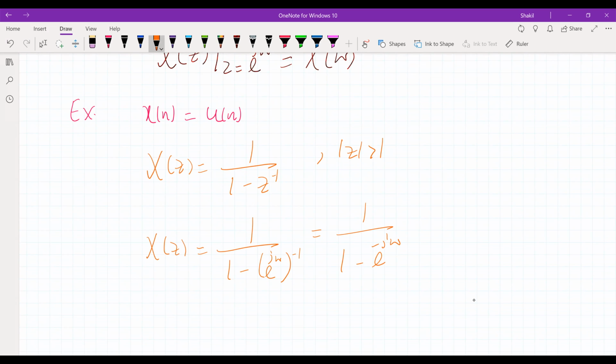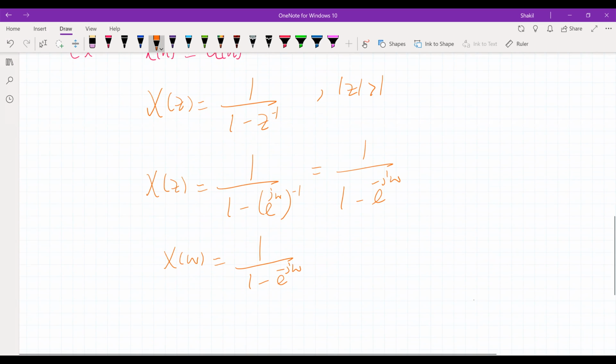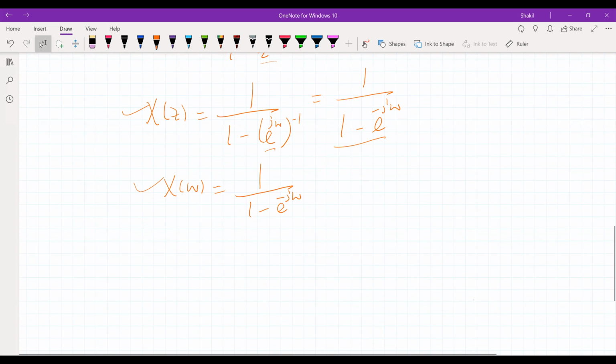Now, if you remember the result from the previous expression, we know x of omega for u of n is also 1 by 1 minus e to the power of minus j omega. We have already done this example. Have a look at it. When we replace z by e to the power of j omega, we get the discrete time Fourier transform. Have a look at these two results. So simply, in short, if we put z equal to e to the power of j omega, we will get the discrete time Fourier transform.